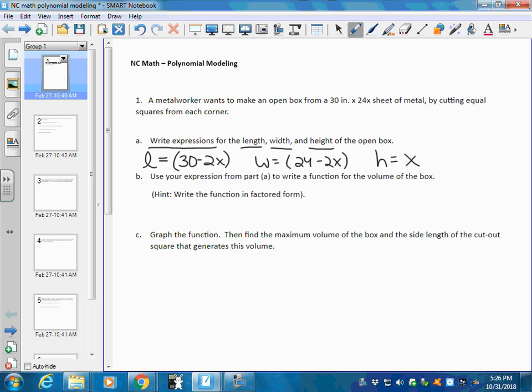Okay, use your expression to write the function. So now you put it all together, because what do you do? You multiply length times width times height, and that's your whole function. So now you put it together.